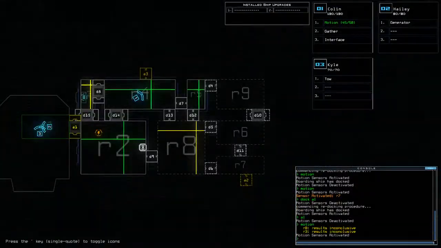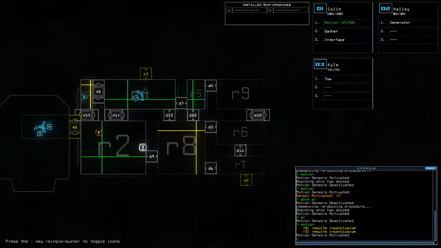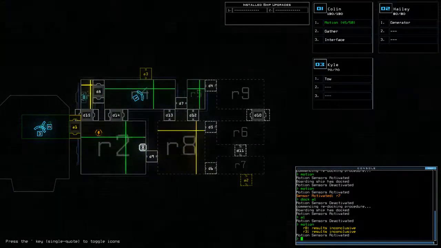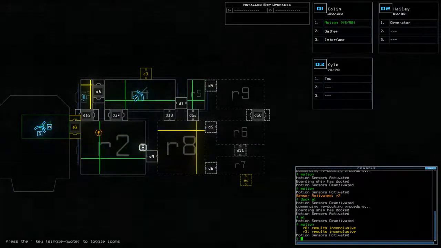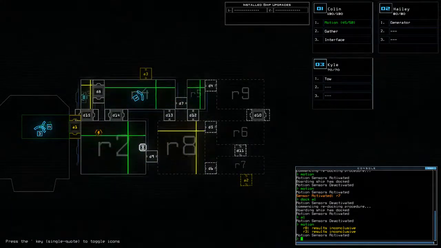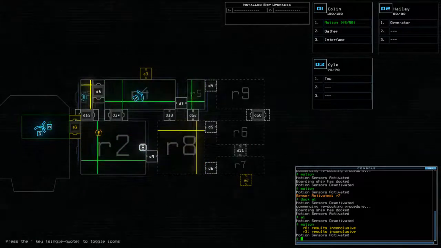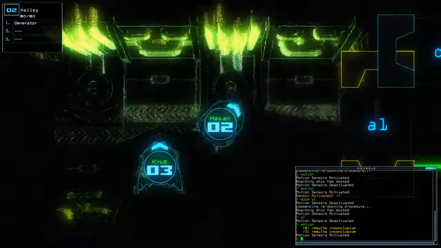And here we will wait. It's indeterminate, so we can try and lure, see if anything is in there and lure it into R8. I think that's where the swarm might be hiding. Possibly. We'll have to see.